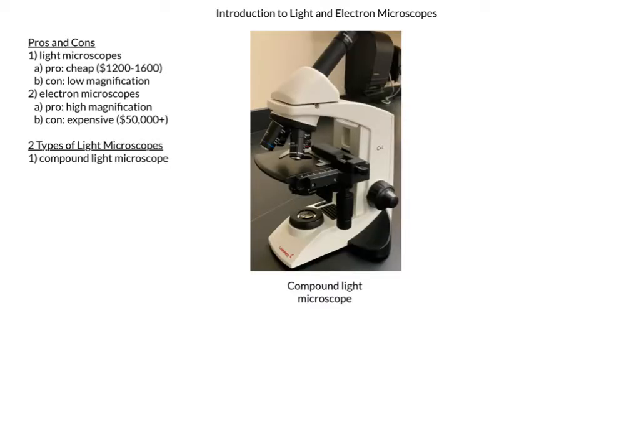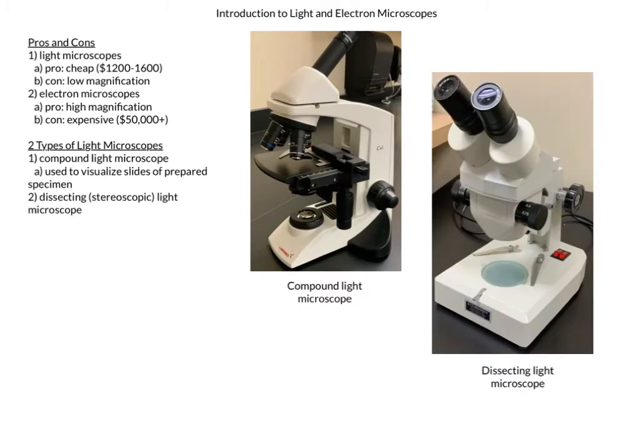Since the cost of electron microscopes is so high, we won't play with those in the lab, so let's just cover a bit of information about the two types of light microscopes you could see in this lab. The one that we will use the most, and the one you're probably the most familiar with, is the basic compound light microscope that we use to visualize slides of prepared specimens. We do also have what we call a dissecting or stereoscopic microscope, which has less magnification but can be used to view samples in three-dimensional images.